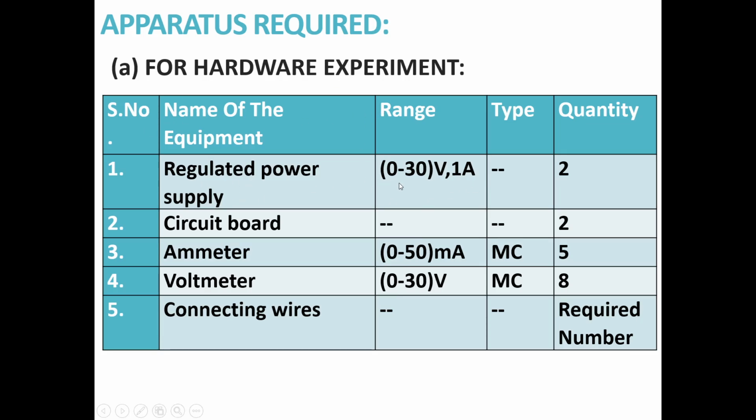Regulated power supply of 0 to 30 volts, 1 ampere. Number of regulated power supplies required is 2. Circuit boards, I need 2 circuits, same circuits. Ammeter 0 to 50 milliamperes MC type, approximately 5 ammeters I require for my circuit, which I will show in the next slide. Voltmeters I require around 8, 0 to 30 volts range, MC type, for my circuit. And connecting wires as per the requirement.